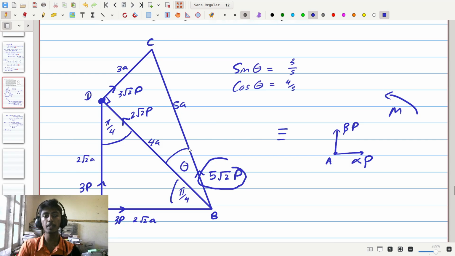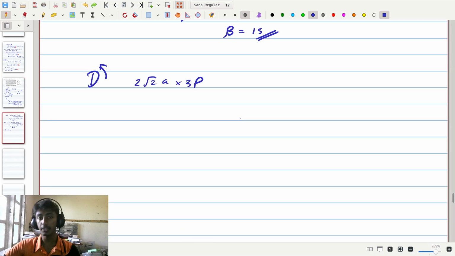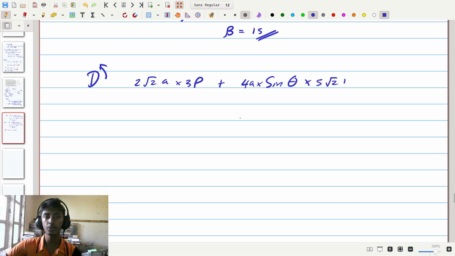We have 5 root 2p times the perpendicular distance, which is, in this case, if I draw the triangle, going to be this distance. Now considering the triangle, we can see the hypotenuse of this triangle is 4a, and this side length is going to become 4a sine theta, and sine theta is 3 over 5. So therefore, if we substitute that into here, this distance is 4a times 3 over 5, and then that has to be multiplied by 5 root 2p. So therefore, we can say that the moment from that force is going to become plus 4a times the sine of theta times 5 root 2p.